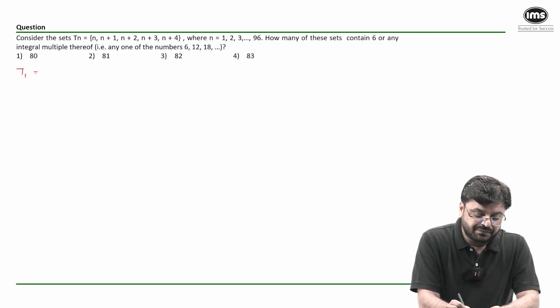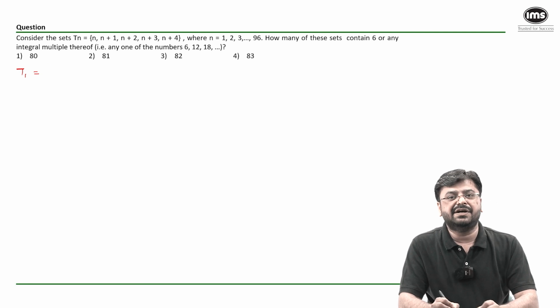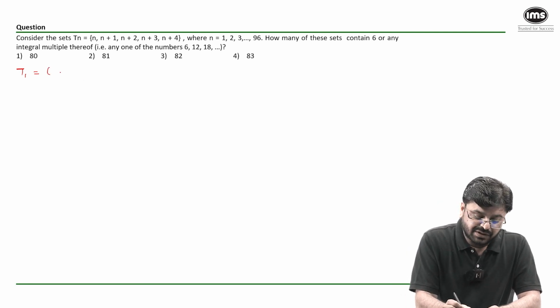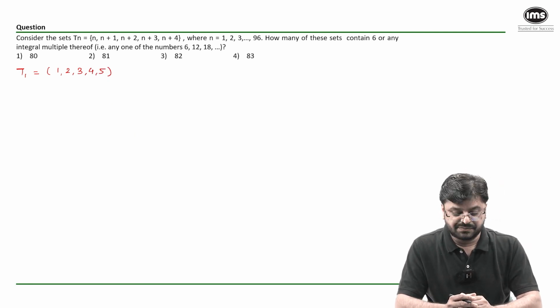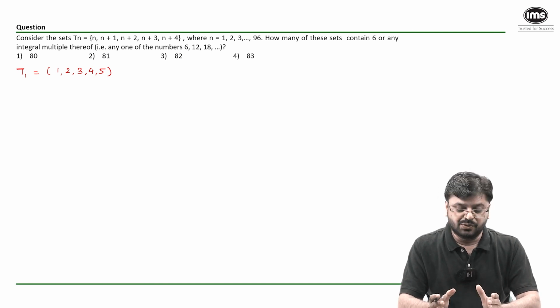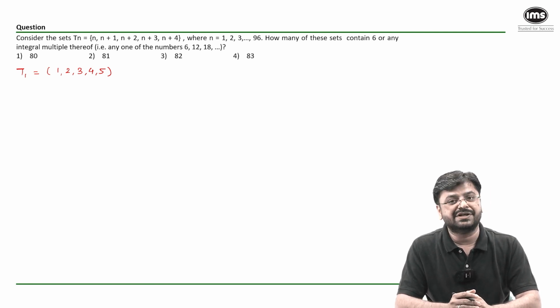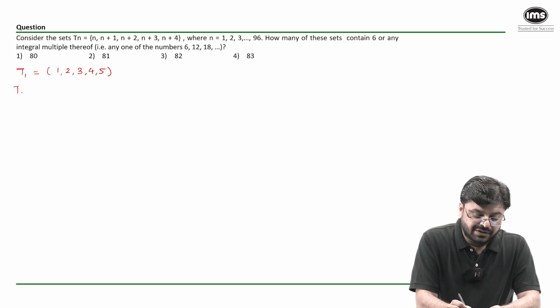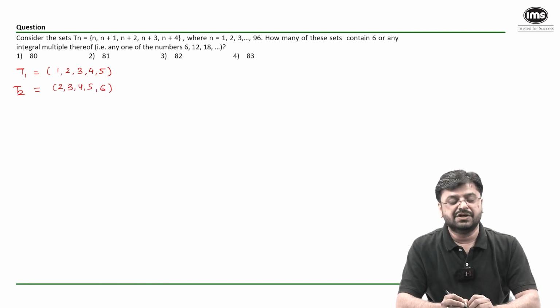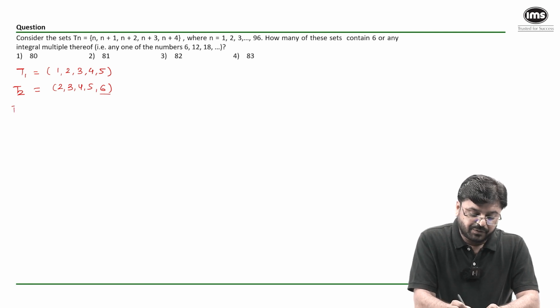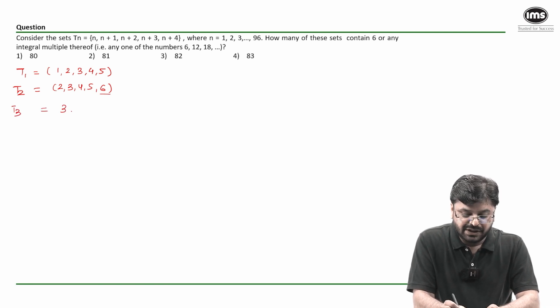If I put n equal to 1 and I calculate T1, it will give me 1, 2, 3, 4, 5. Now, there is no number which is a multiple of 6 out of these 5 numbers. But the moment I put n equal to 2, it will be T2, which is 2, 3, 4, 5 and 6. So we found one number which is a multiple of 6. Now if you put n equal to 3, it will be 3, 4, 5, 6, 7.